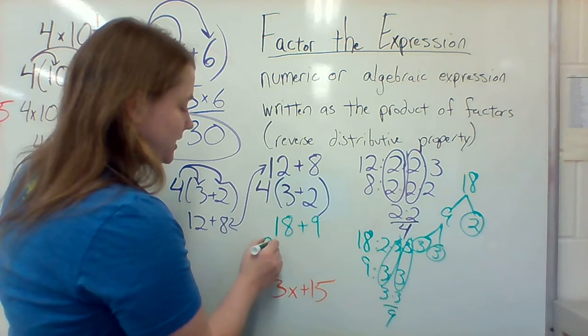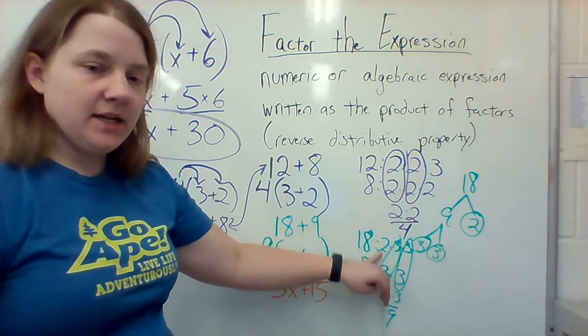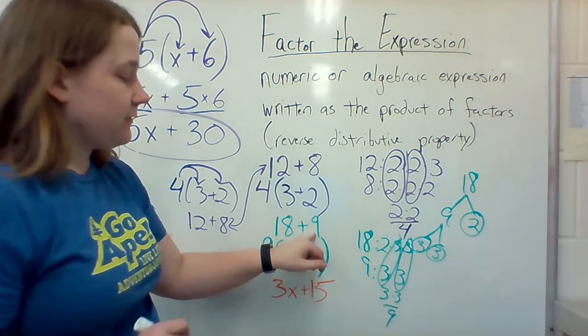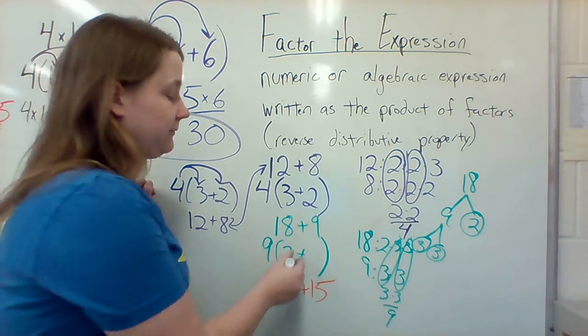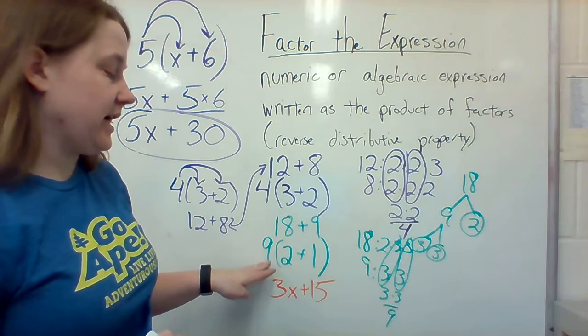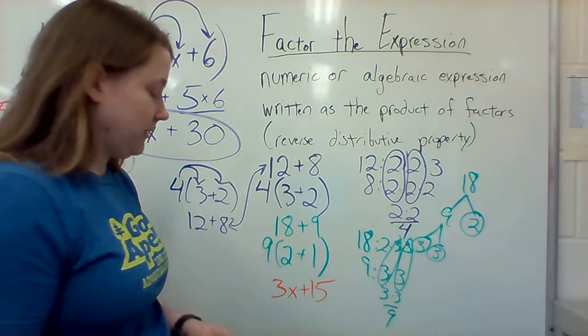So 9 will be on the outside. It can multiply into both of these. For 18, there's a 2 left over. So I'm going to put a 2 here. For 9, there is nothing left over. And when there's nothing left over, the only thing left is 1. So this boils down to 9 times the quantity of 2 plus 1.